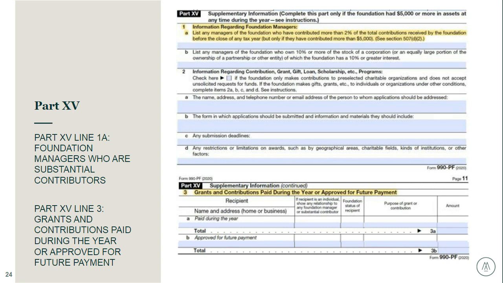The other code I wanted to point out is NC. So this is an organization not otherwise classified, so non-charitable. This could be a foreign organization. It could be a 501(c)(6). It could be a 501(c)(4), and we're going to talk about consequences of giving to those types of organizations here on the next slides.